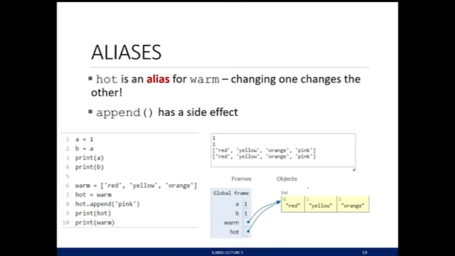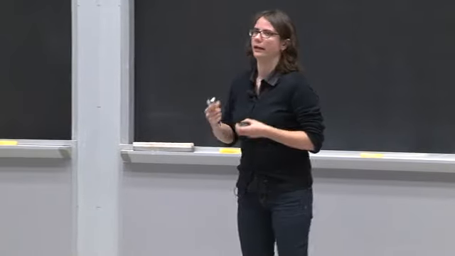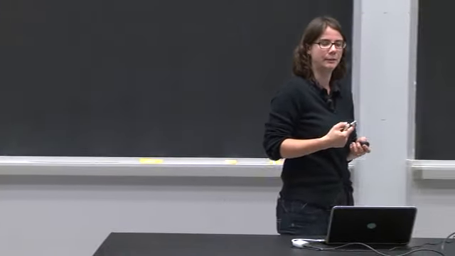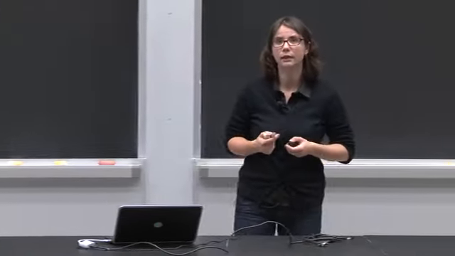So on line 8, when I append this string pink to my object, since both of these two variables point to the exact same object, if I'm trying to access this object through either variable, they're both going to print out the same thing. And that's the side effect. That's the side effect of lists being mutable.